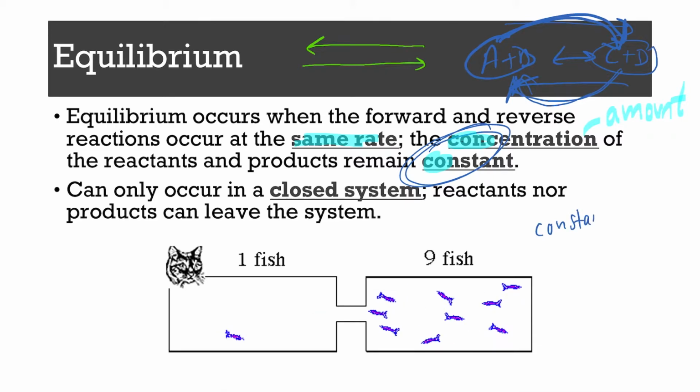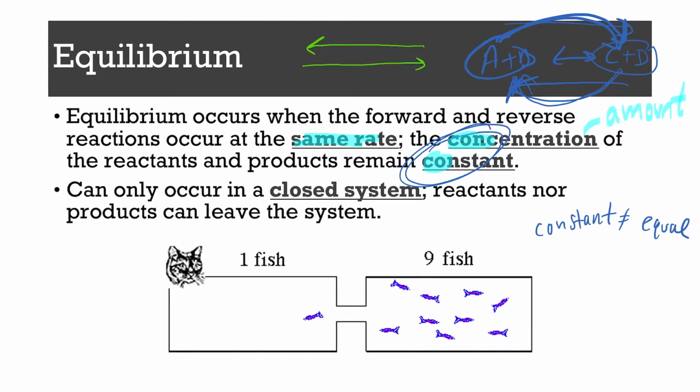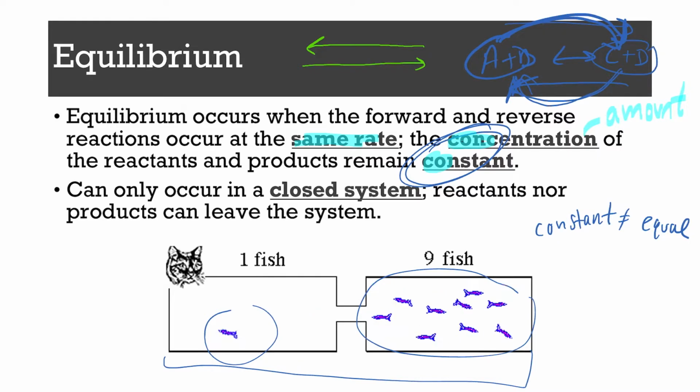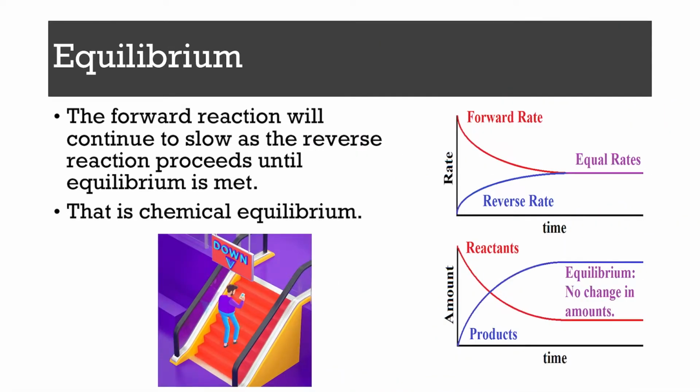Constant doesn't necessarily mean equal. This example on the bottom is a good way to think about it. You have this closed system, you can't introduce or remove fish, but we're at this equilibrium, meaning the concentrations, you still have 10, but you have 1 and you have 9. That's not changing. So constant concentrations equal rates. We're going to keep revisiting this over and over again. Constant concentrations, same rate.